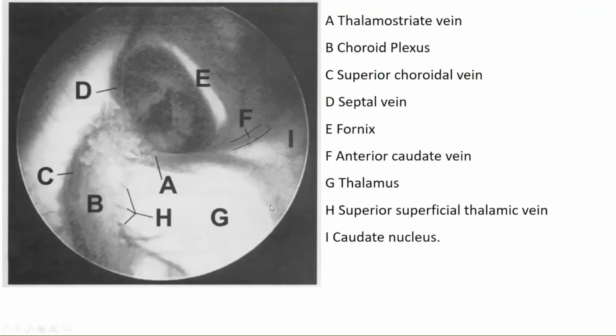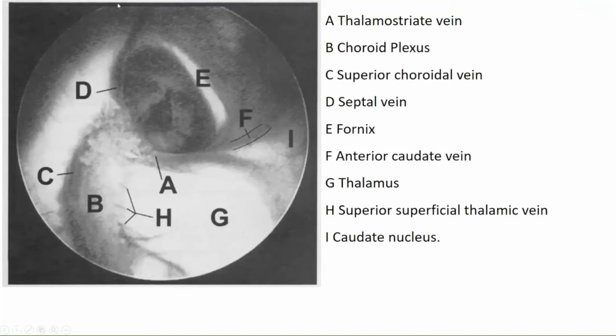A is the thalamus-striate veins. I quizzed the residents on this earlier, so in a manner of review, I'll just go over them one by one. But A is the thalamus-striate vein. B is the choroid plexus. C is that small superior choroidal vein that runs right under the choroid plexus, and further back, if you divide this further, you run into the internal cerebral vein.